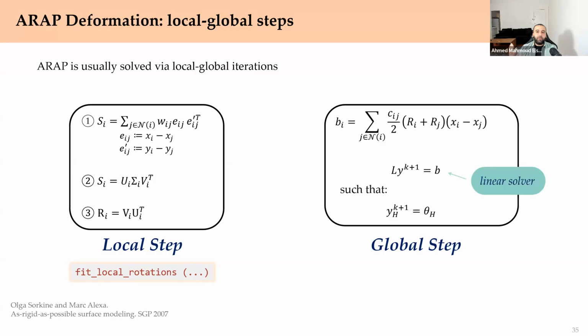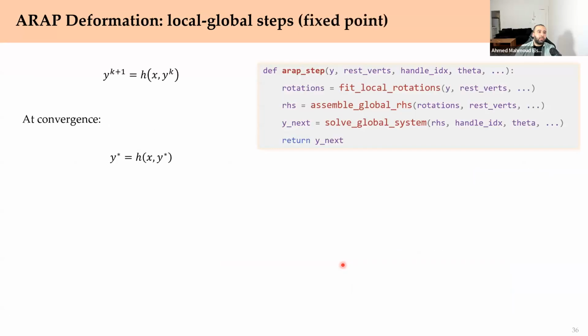The global step now freezes this rotation and tries to find the position. And this boils down to just a linear solve, with the constraint that the handle of the next position should be pinned to the boundary condition. So this step could be split into basically assembling the right-hand side, and then solving a linear system. And then we alternate between these two steps for either a fixed number of iterations or until you converge.